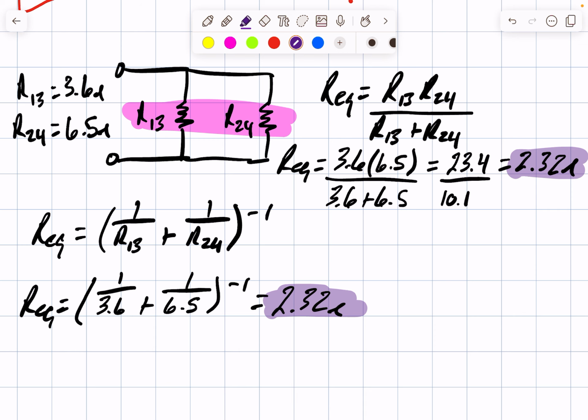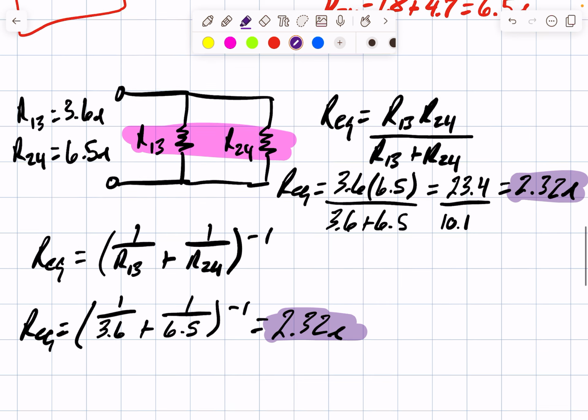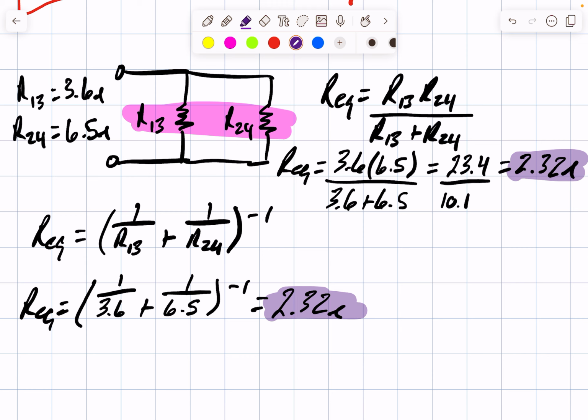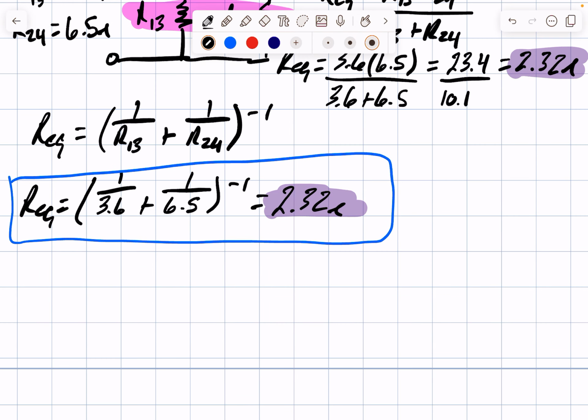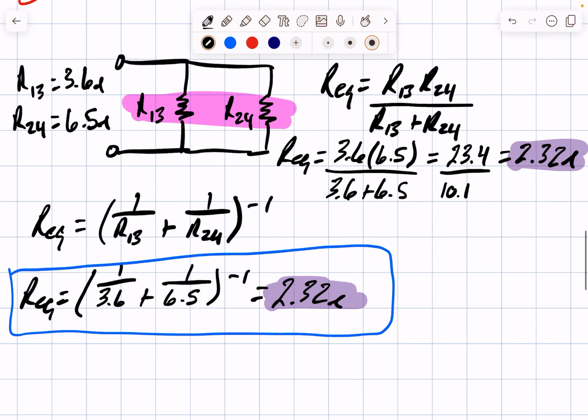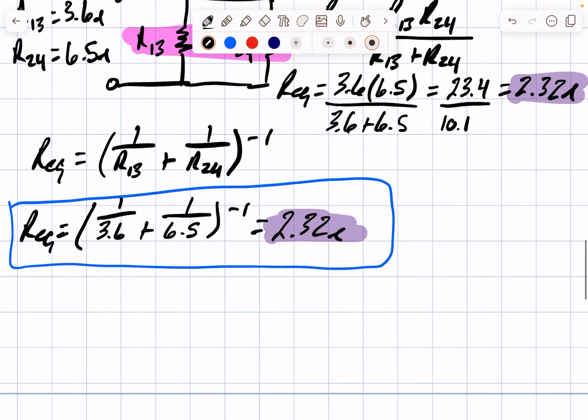Now, when it comes to parallel combinations of resistors and using these equations, it's really up to preference. Personally, I prefer the second equation here that is circled in blue, but there are some people that prefer the first equation, and both work just fine. Just use the one that you feel most comfortable with. And when it comes to series and parallel combinations of resistors, it is easiest to just get a lot of practice. The more you look at these circuits, the more that you try to manipulate the resistors in series and parallel combinations, you will become an expert at it.